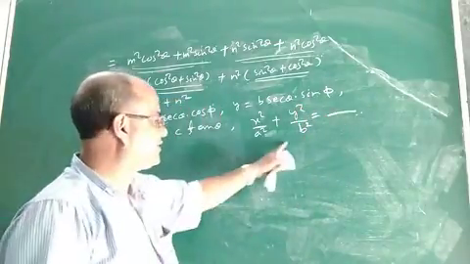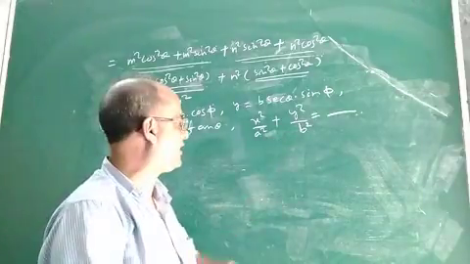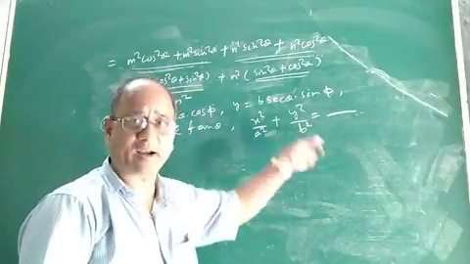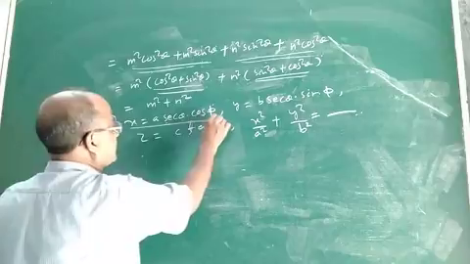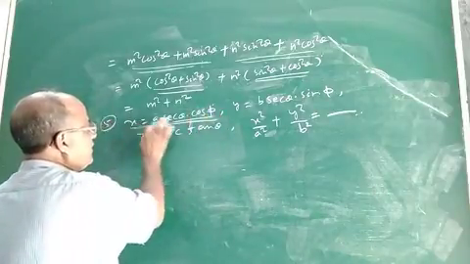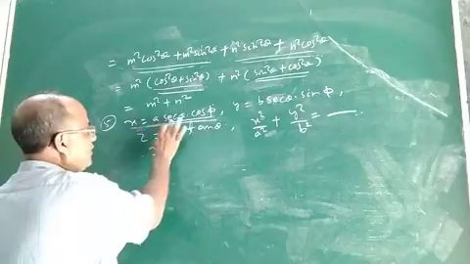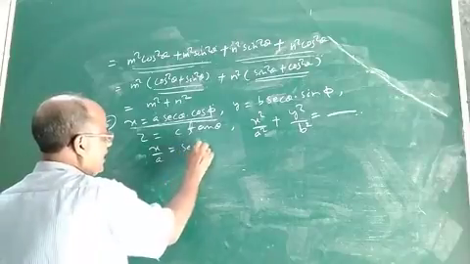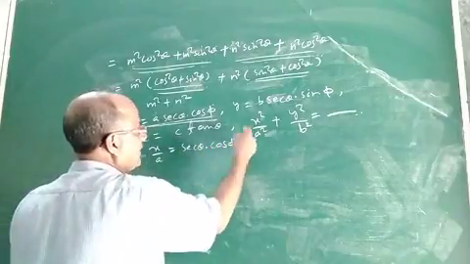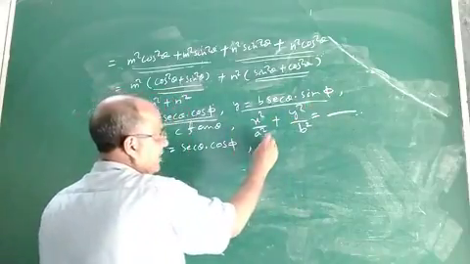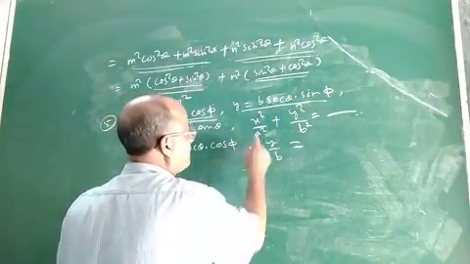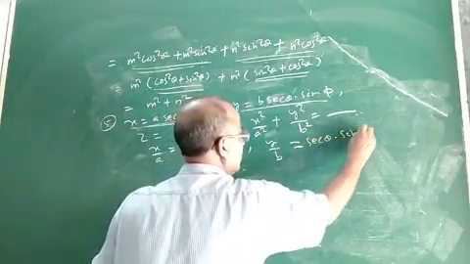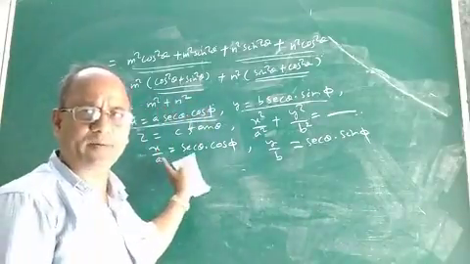How to find out? See, children, in order to find the value of this type of expression, that is x square by a square plus y square by b square, first we have to find the value of x by a and y by b. Clearly from this equation we can easily find x by a. If x equal to a sec theta into cos phi, then x by a will be equal to sec theta into cos phi. Similarly, from this equation y by b will be equal to sec theta into sin phi. So now we got the values of x by a and y by b.